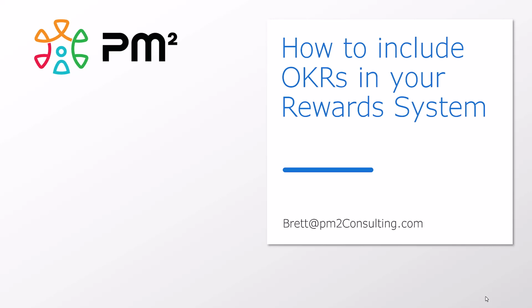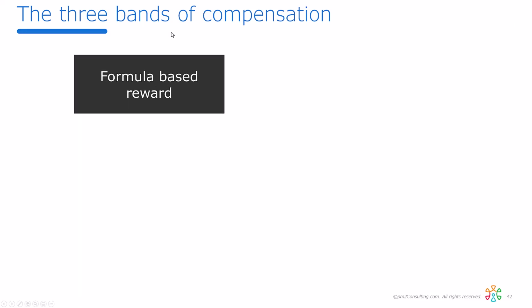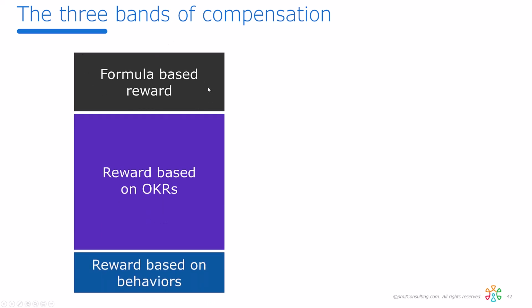So how do you include OKRs in your reward system? It's actually pretty straightforward. Let's imagine that there are three general bands in your compensation model. One is just a hard formula-based, a certain percentage of retained earnings, whatever that might be. Second, something that's based on OKRs. And thirdly, based on behaviors.